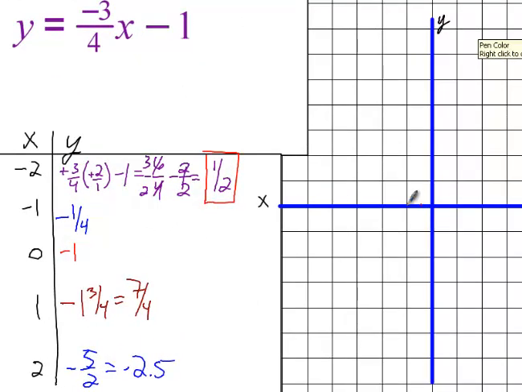So now we can plot our points. So at negative 2 on the x, we're at positive 1/2. At negative 1, we're at negative 1/4, which is right about here. At 0, we're at negative 1. At positive 1, I'm at negative 1 3/4, which is right around there. And at 2, I'm at negative 2.5.